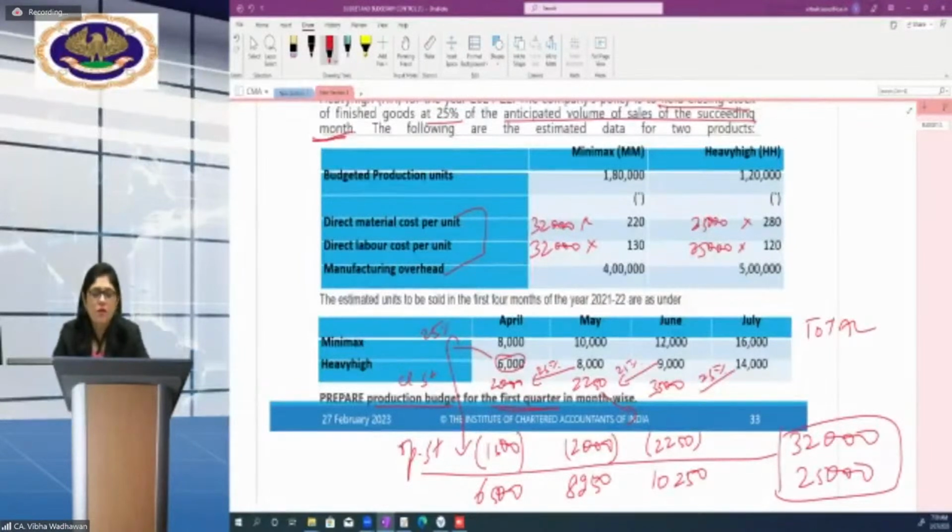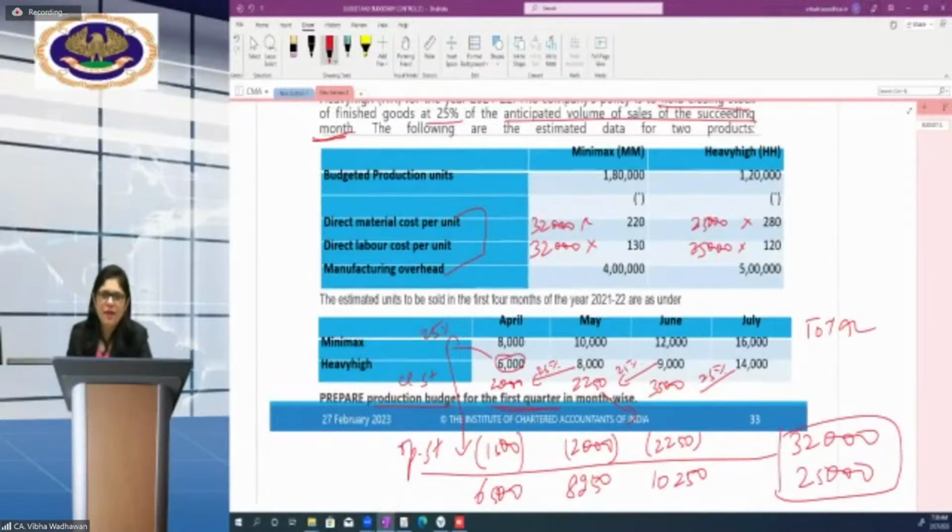Yes. How should I get the manufacturing overhead? The direct material cost is given per unit. Direct labor cost is given per unit. Manufacturing overheads are given in total. How to absorb the manufacturing overheads to both the products, Minimax and Heavy High? Any answers? How to absorb it? Any answers?